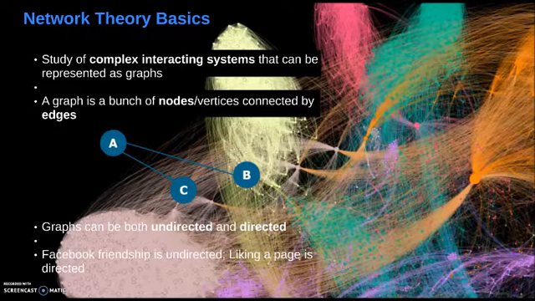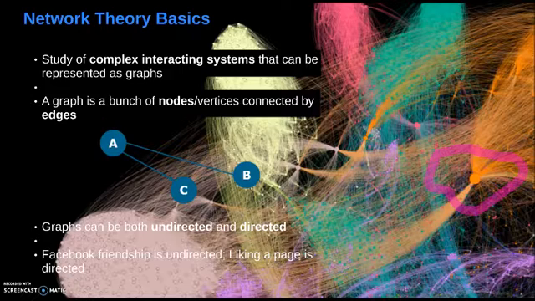First of all, to talk about network theory. Network theory is basically the study of complex interacting systems that can be represented as graphs. A graph is a bunch of nodes connected by edges. For example, you have person A, B, and C, each of them representing a node. If you look at the background, you can also see nodes and edges. Highlighted at the moment is the orange node, which is connected with a lot of lines, the so-called edges.